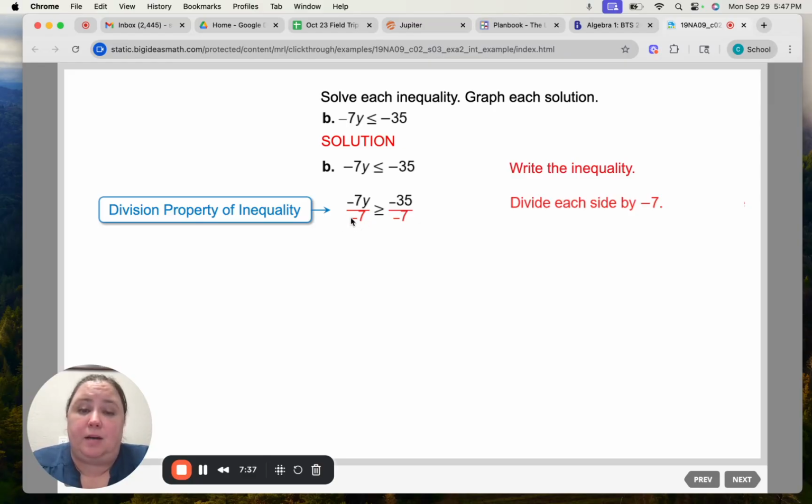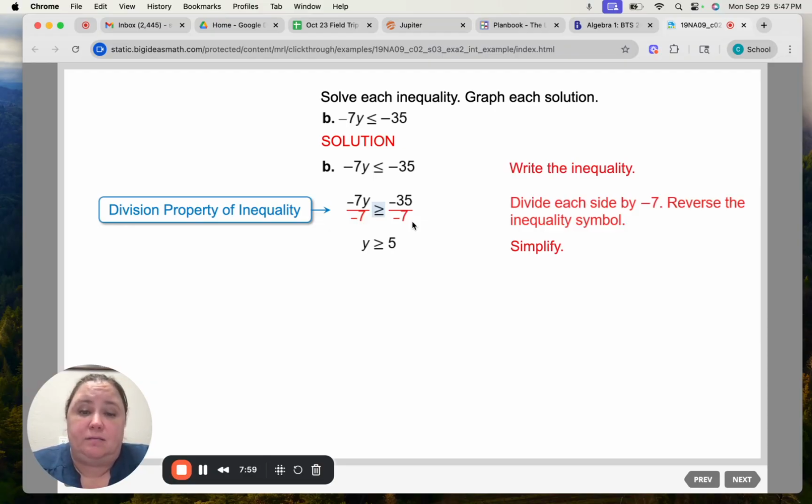The minute you divide by a negative number, you got to switch the sign. So you notice here that this sign was a less than or equal to. Now it needs to be greater than or equal to. So this cancels on the left. What is a negative divided by a negative? Should be a positive. 35 divided by 7, 5. So y is greater than or equal to 5.